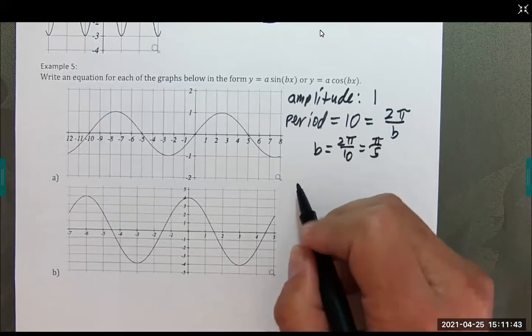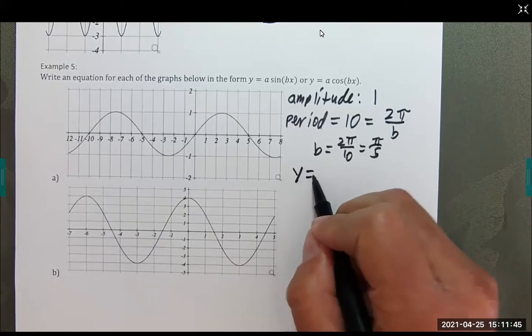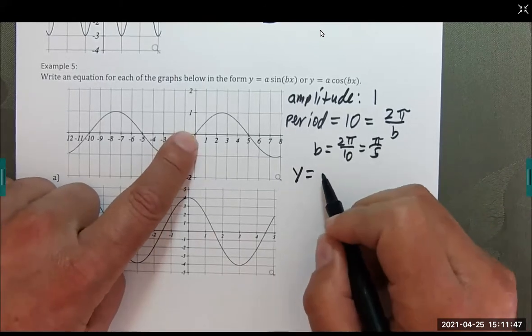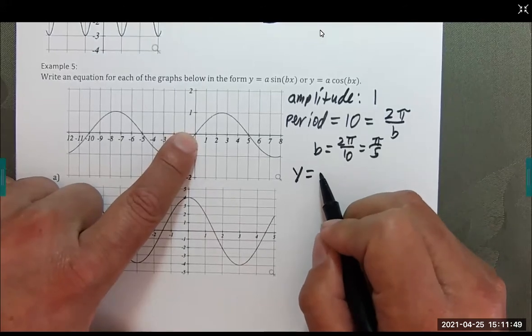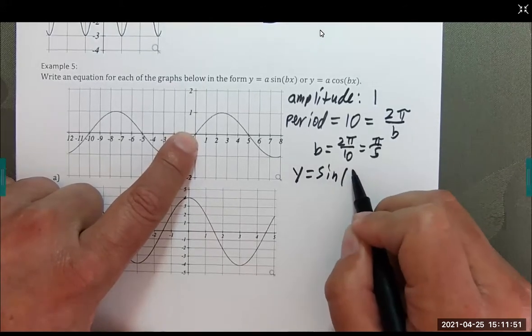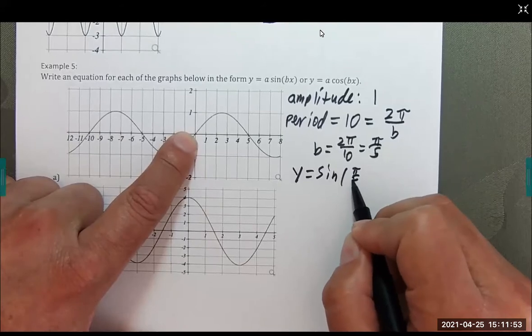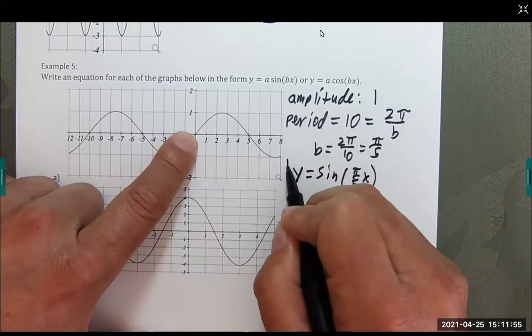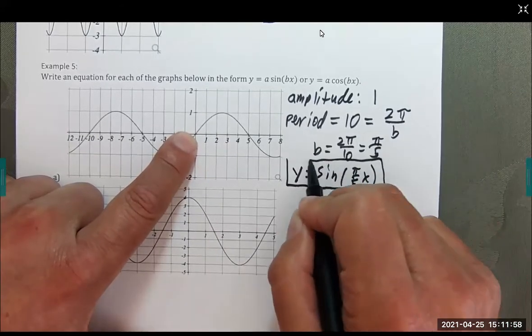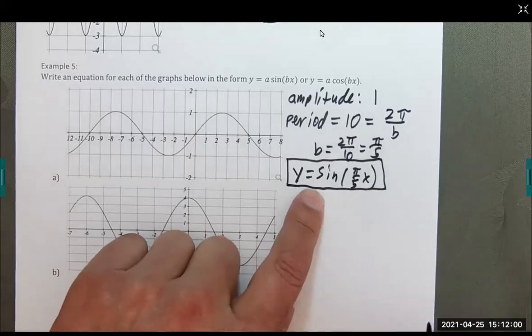So what does the equation look like? Y equals, again, it's a sine wave. We're starting at 0. Amplitude of 1, and this is the sine of pi over 5x. There's the equation. You can write in a 1 in front there if you want to put that the amplitude is 1.